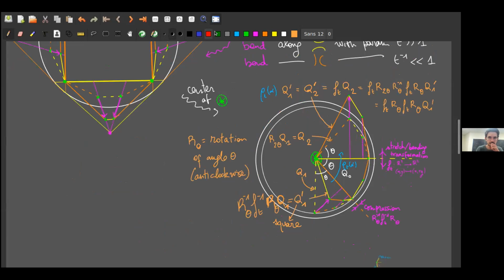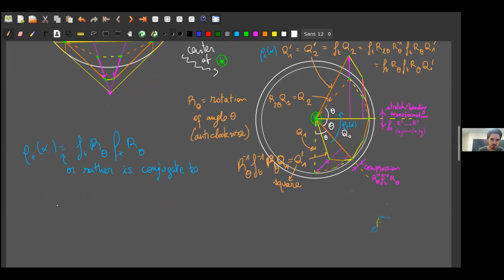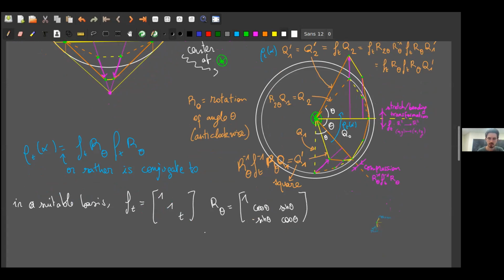Hence, rho t of alpha is equal to Ft r theta Ft r theta. Or rather, since we did some recentering operation, we know at least that rho t of alpha is conjugate to this product of four matrices. And this product of four matrices, we can compute it. So if you take a suitable basis, Ft is just (1, t) and r theta is (cos theta, sin theta; minus sin theta, cos theta).